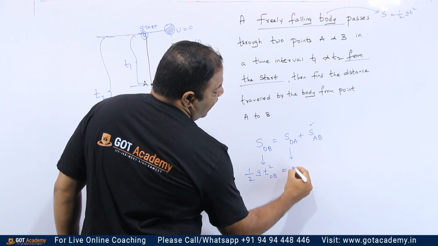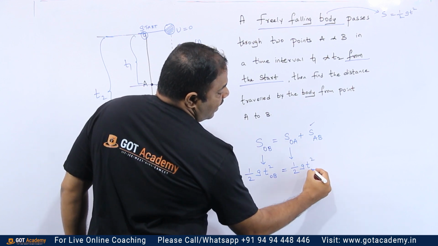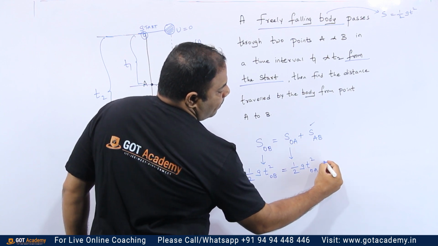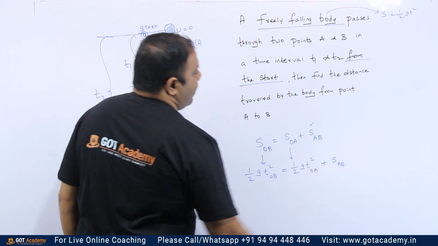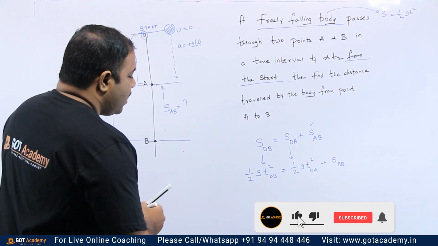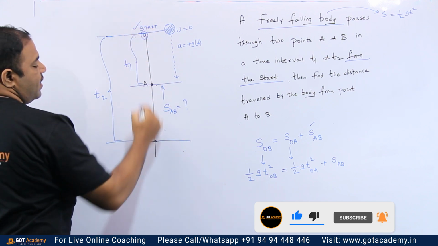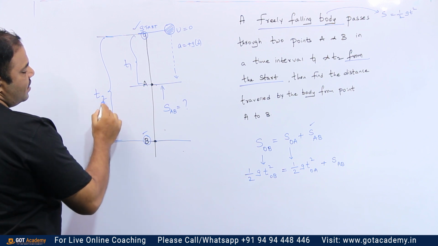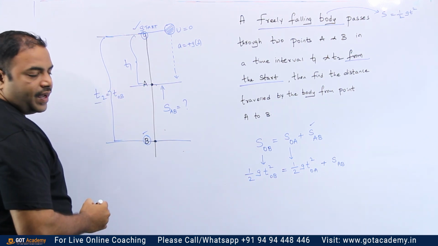Whereas from O to A, it is the same equation, since it is a free falling body. Whereas we have to consider the time taken from O to A, plus we have to calculate AB, that is the distance from point A to B. Now see, my dear children, the time taken from O to B. So this is point A and this is point B. We are assuming the time taken from O to B as T2. So T2 is nothing but the time taken from O to B.